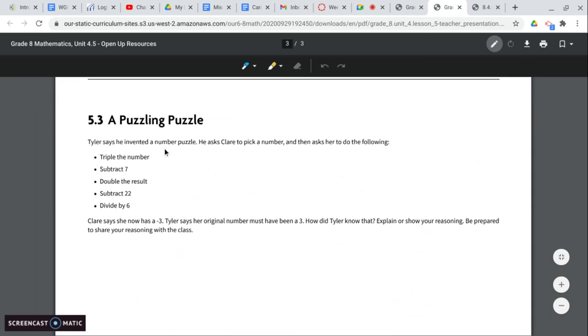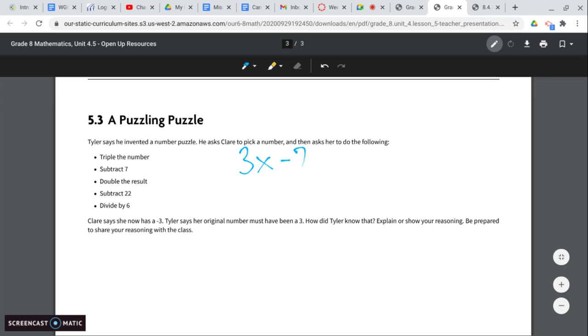All right. The last part of this lesson, a puzzling puzzle. Tyler says he invented a number puzzle. He asks Claire to pick a number and then asks her to do the following. Triple the number. So we don't know what Claire's number is. So we know, let's say Claire's number is x. Well, based on what he's saying, she needs to triple it. So 3x.